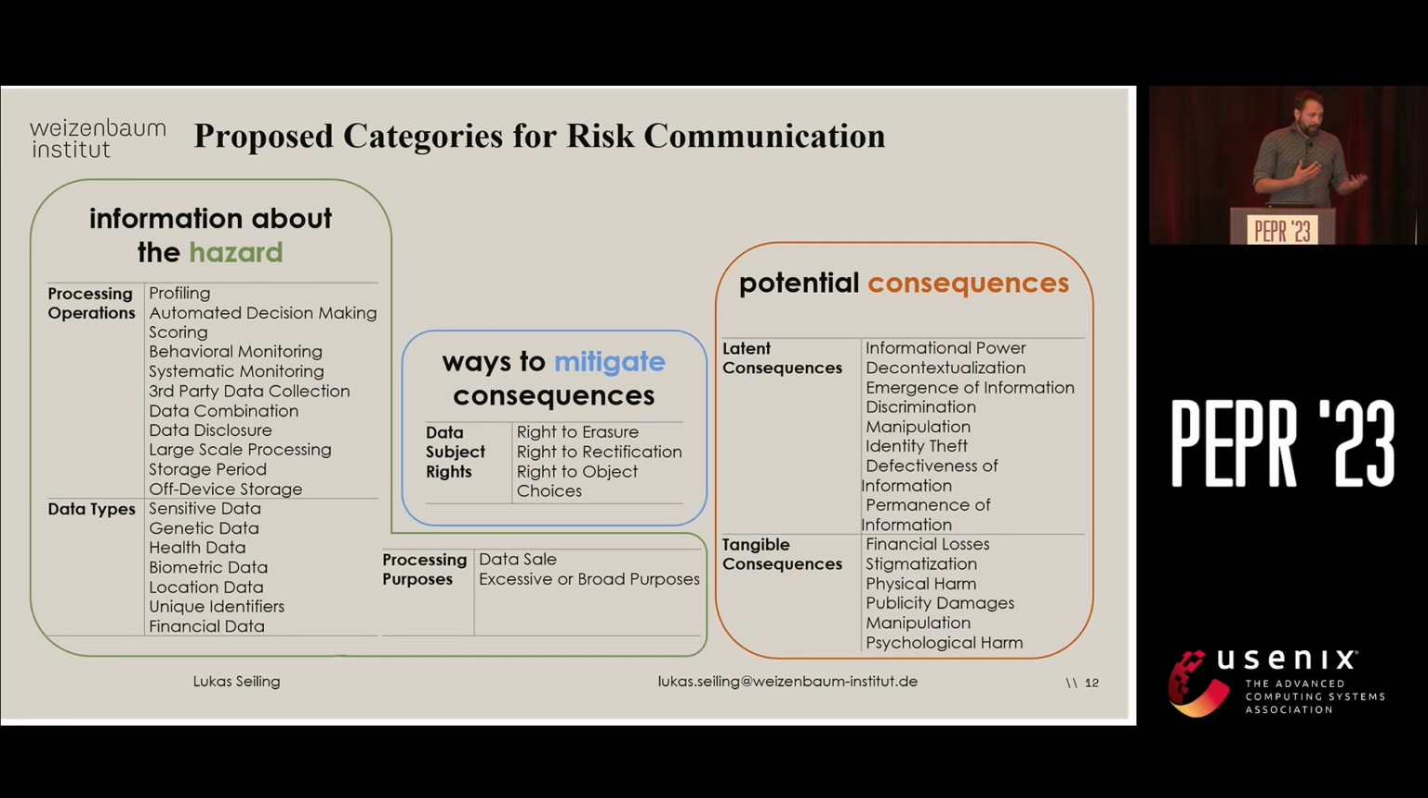So let's remember what makes a good warning, right? We need information about the hazard: what are the specific circumstances that might lead to negative consequences? This is where we inform the users about potential causes for negative consequences. I've already talked about processing operations. The GDPR, the regulation, also mandates that we talk about data types, and there are data types, especially in the health or financial domain, which should be pointed out. And it's obviously also important to talk about purposes.